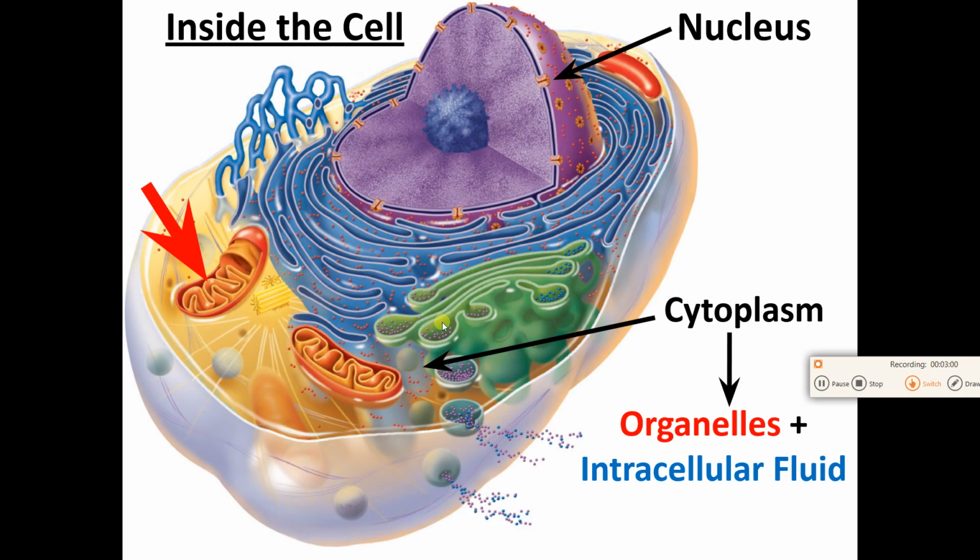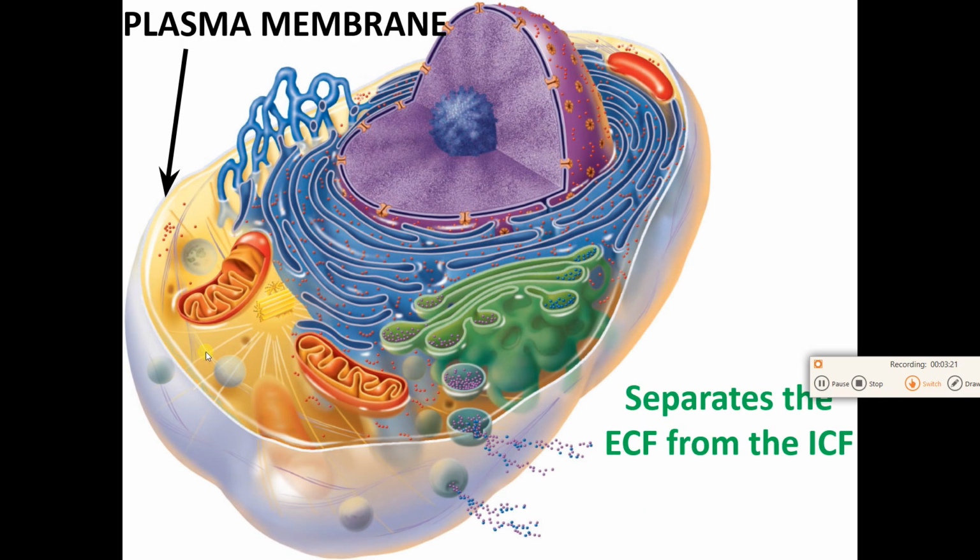All right, good stuff. Now, inside that cell, we're going to have organelles like our mitochondria, rough and smooth endoplasmic reticulum. We've got our nucleus too. Everything inside the cell is referred to as the cytoplasm. We've got organelles, we've got intracellular fluid. The plasma membrane, we know, separates the inside of the cell from the outside. So it is separating extracellular fluid from intracellular fluid, two separate fluids.